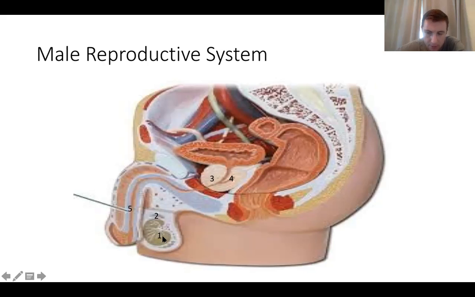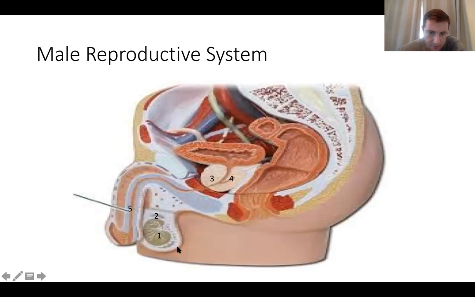What's labeled is this is going to be the testes or testicles. The medical term is testes, testis. There's one on each side. There's 2 testes, 2 testicles, 2 testes in the male reproductive system. Above and attached to each testis is the epididymis. That's labeled here as number 2.